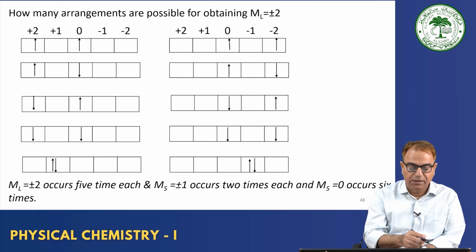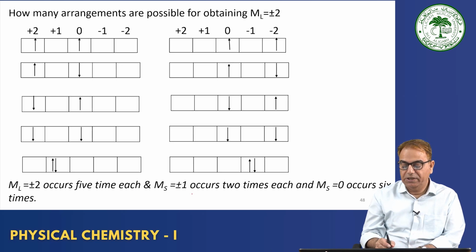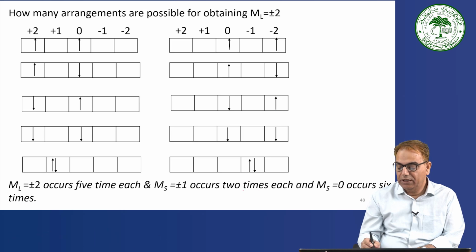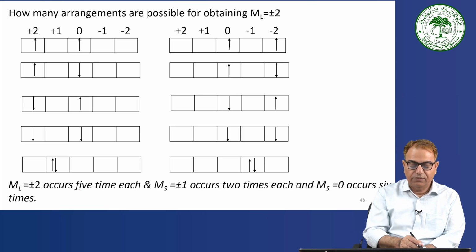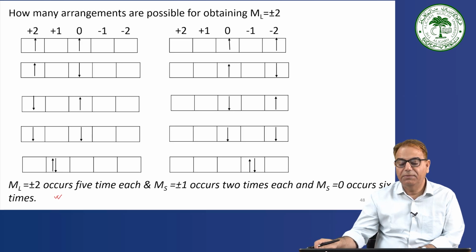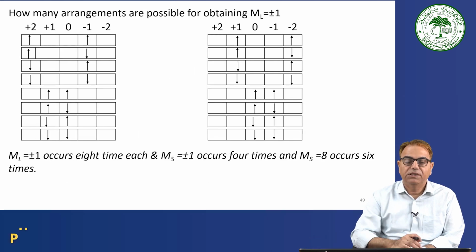And if you count their spin, then what you can write is ml equal to ±2 occurs 5 times each, and ms equal to ±1 occurs 2 times each, and ms equal to 0 occurs 6 times. So altogether you have 1, 2, 3, 4, 5, so 10 configurations, and 2 times each means 4, and 6, so 4 and 6, 10. It accounts for 10, and 5 times each also accounts for 10. So these are the results for these configurations. Then go for ml equal to ±1, and you obtain this one.